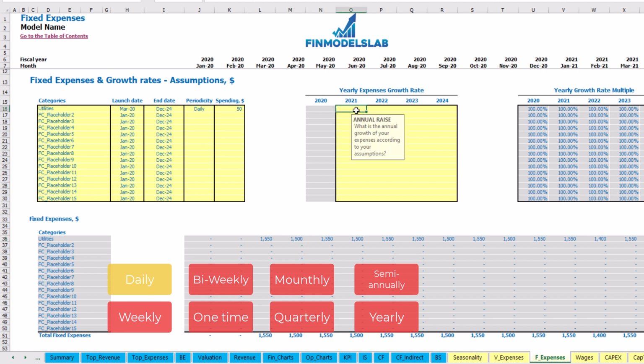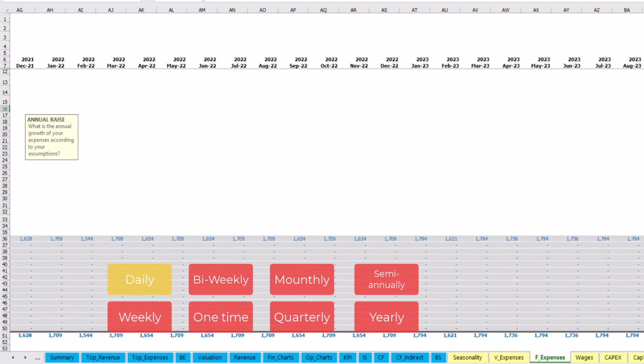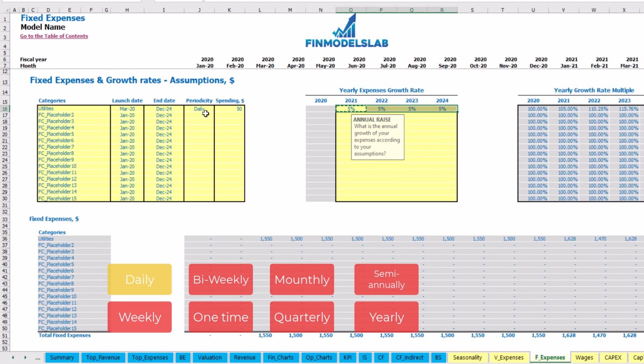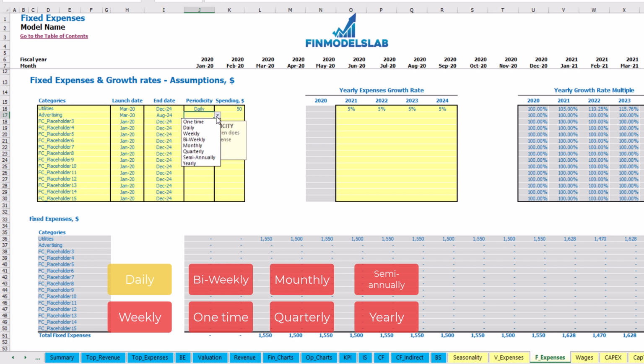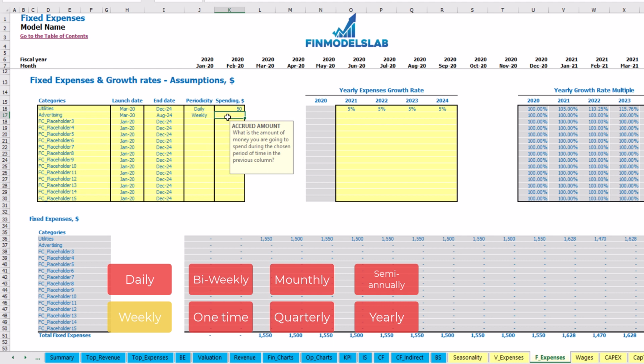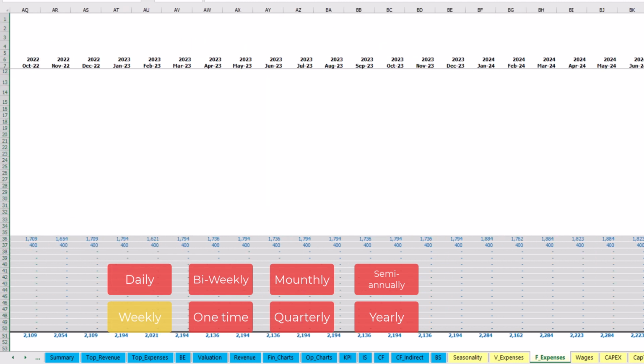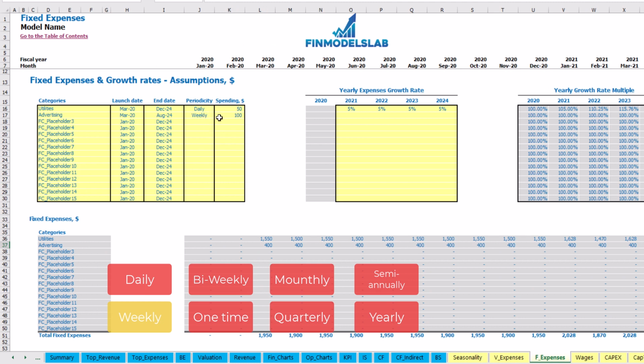Also, you have ability to input some growth rate year over year. Once you input this growth rate, you will see that your utilities will grow over year. Let me give you a couple of other expenses types. For example, advertising. Let it start in March and finish in August 24. This will be on weekly basis with amount of $100 without any growth. So starting from March till August 24, you have $400 per month, which is 4 weekly payments each month.